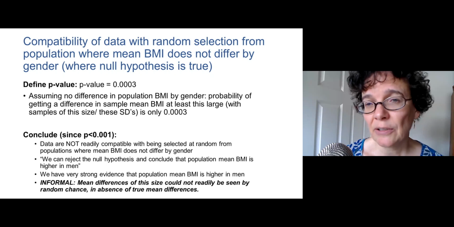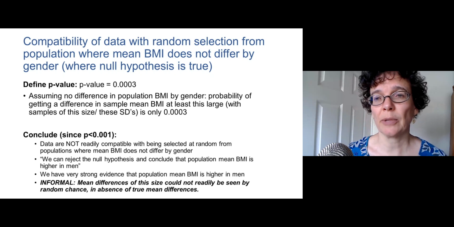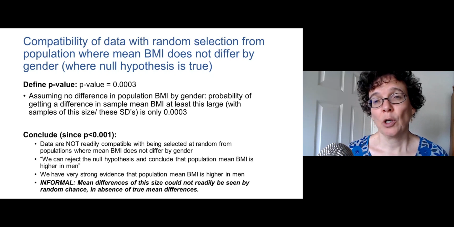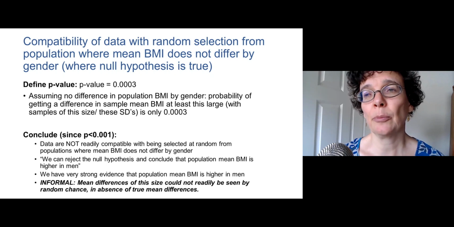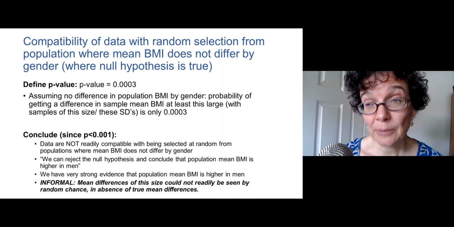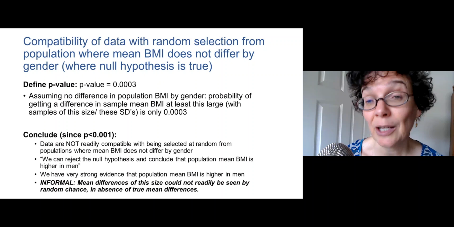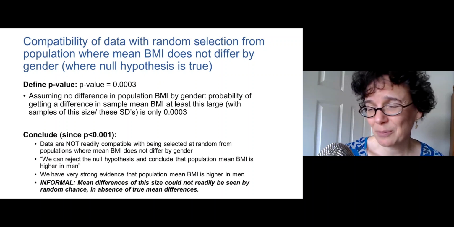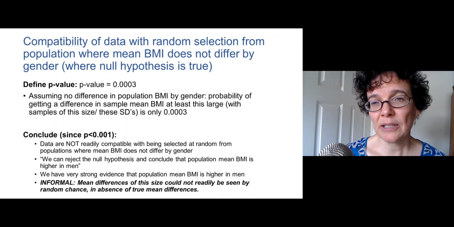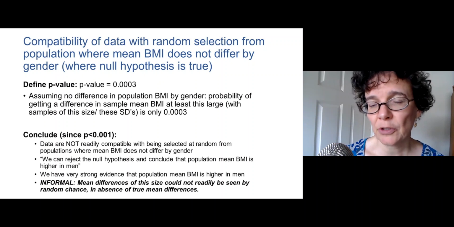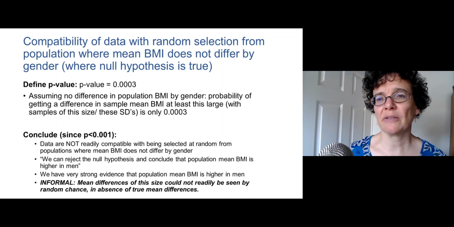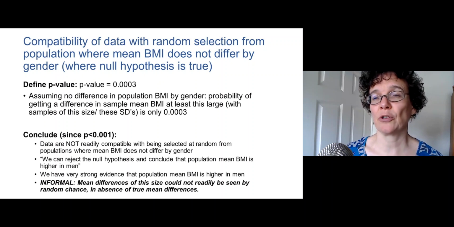And therefore you can legitimately conclude the data are not readily compatible with being selected at random in a population where mean BMI doesn't differ by gender. We can reject the null hypothesis and conclude the population mean is higher in men. You do have to make absolutely sure you know which gender has the higher mean BMI. It's not actually that useful simply to conclude it's different. And because the p-value is less than 0.001, we can conclude we've got very strong evidence that population mean BMI is higher in men. So informally, mean differences of this size could not readily be seen by random chance alone.